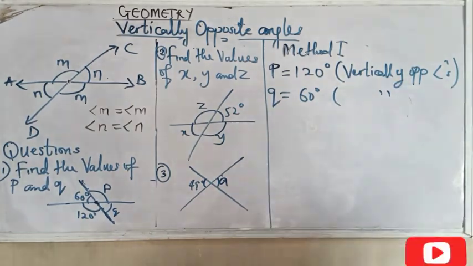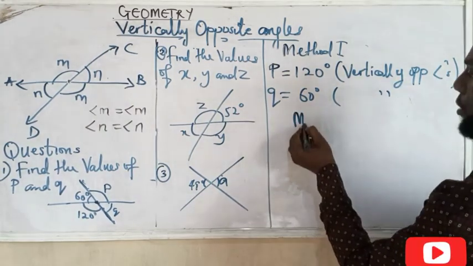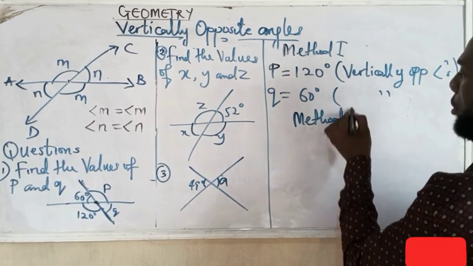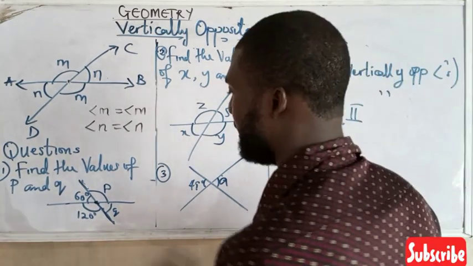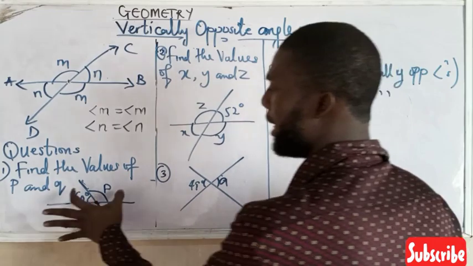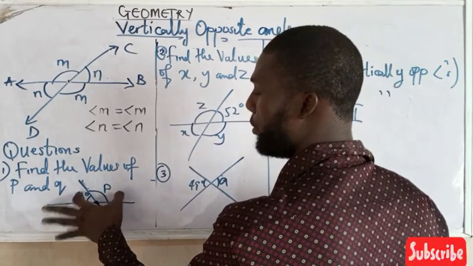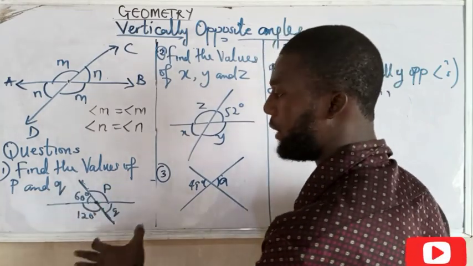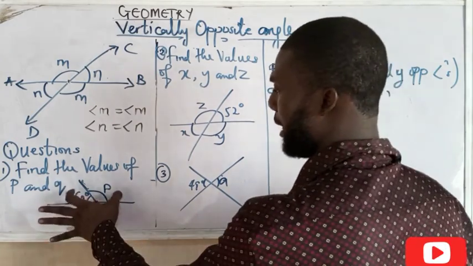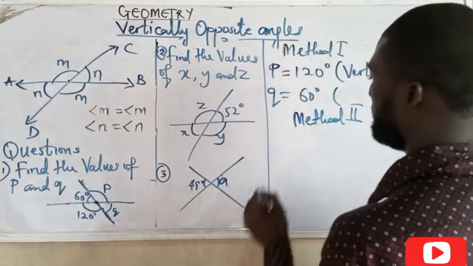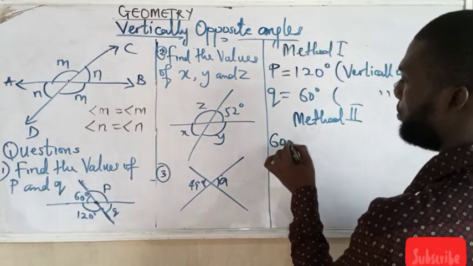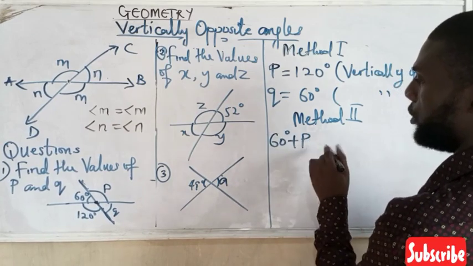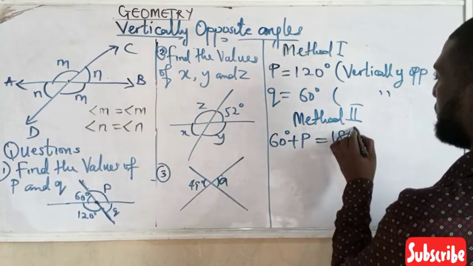And the second method is, we all know that this is a straight line, and angles on a straight line equal 180 degrees. So I can find the value of P by saying 60 degrees plus P equals 180 degrees.